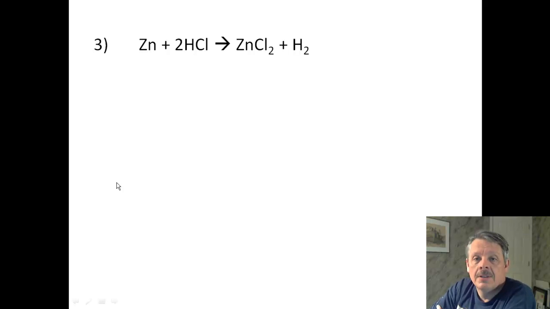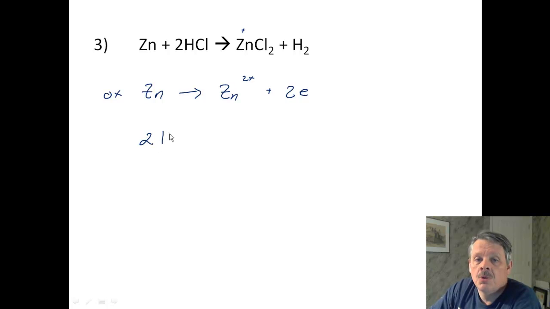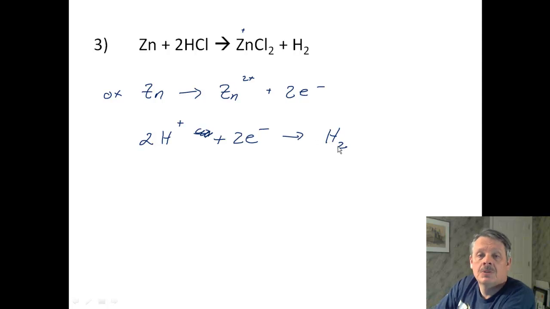All right, let's look at number 3. Zinc is becoming positive, so zinc is losing. So my oxidation half is that zinc becomes zinc with a 2 plus charge, and it gave off 2 electrons. Now where are those electrons going? Those electrons are going to hydrogen, and specifically they're going to my 2 H pluses. We have to add 2 electrons to it, and those 2 electrons are going to hydrogen to become H2. So that's my reduction half reaction.